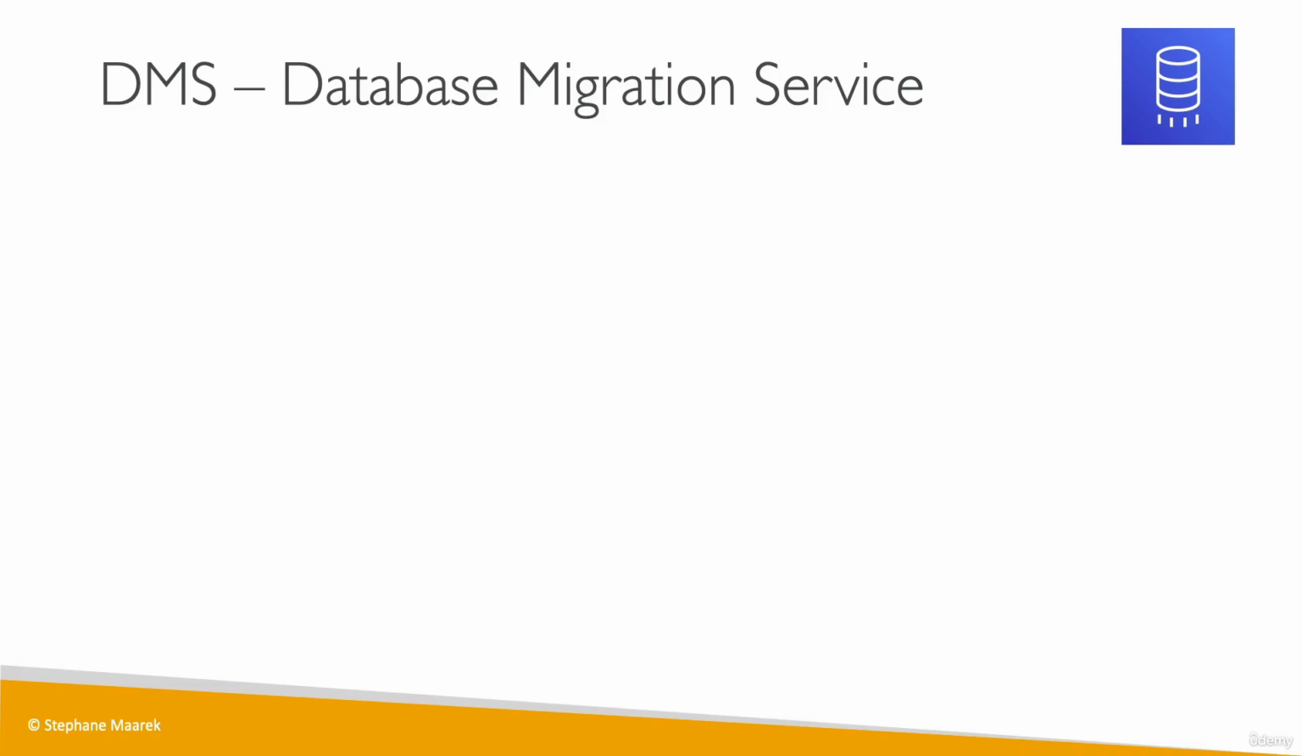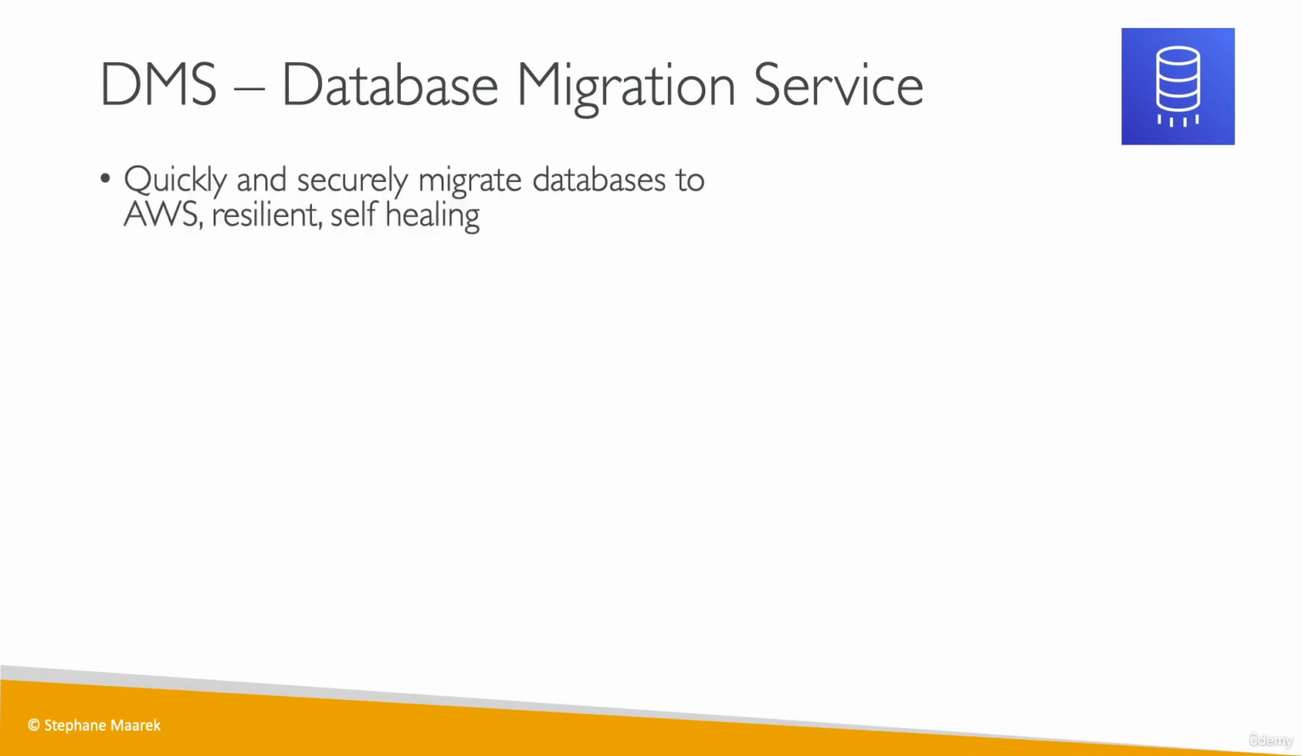So let's say you wanted to migrate a database from your on-premise systems to the AWS cloud. In this case, you should use DMS for Database Migration Service. It's a quick and secure database service that allows you to migrate your database from on-premise to AWS, but the cool thing is that it's resilient and it's self-healing.